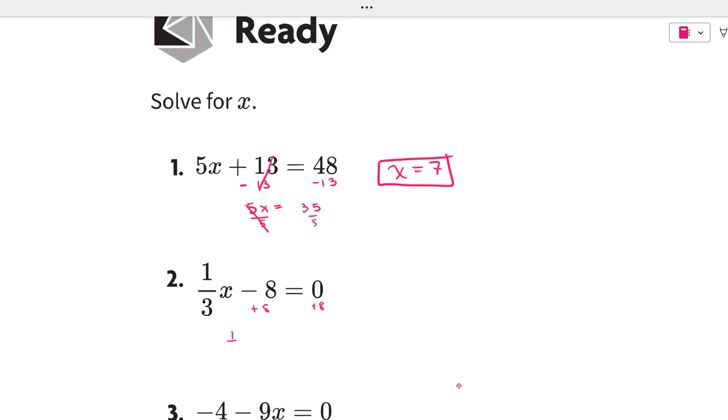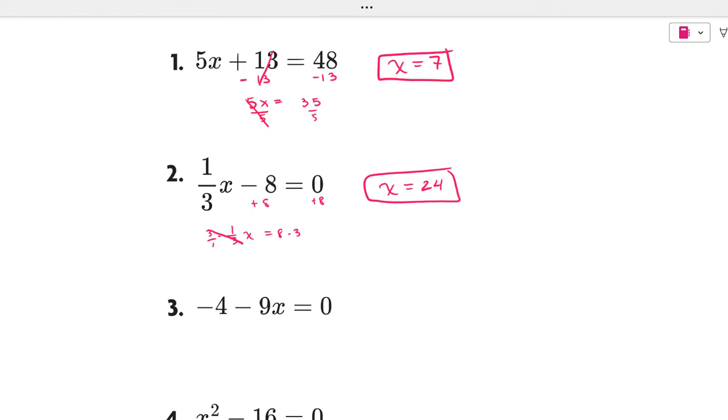So that gives us 1/3 x equals 8. Now to undo this 1/3, we can multiply by its reciprocal, 3, or 3 over 1 if you prefer. So those go away. 8 times 3 is 24. And we can certainly check our answers by plugging them back in.